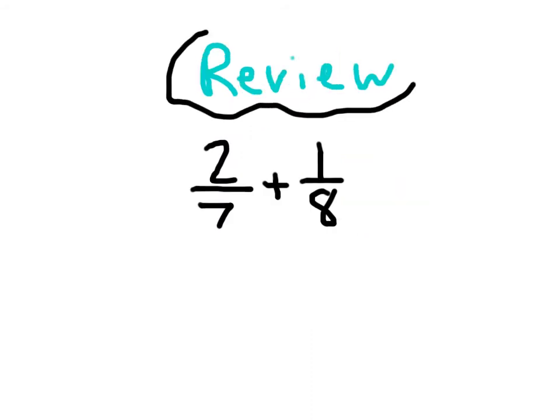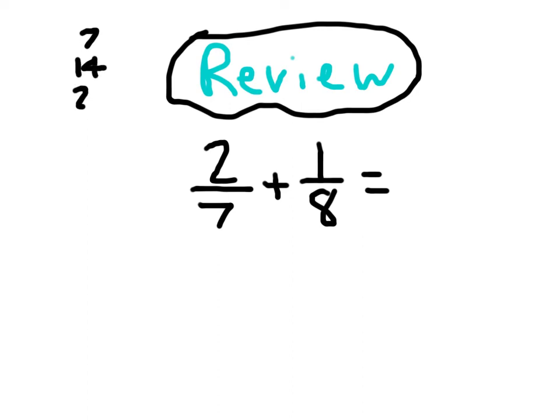Let's go ahead and review. We have 2/7 plus 1/8. The way that we can solve this problem is we need to find that common denominator, or that common multiple, of 7 and 8. Of course, we could just keep on listing them out, 14, 21, until we got all the way up to 56. And I'd have to write 8, 16, 24, until we got all the way up to 56.